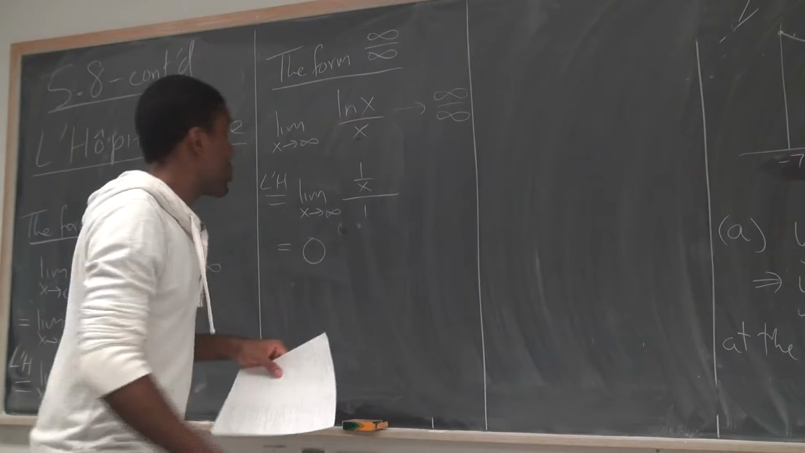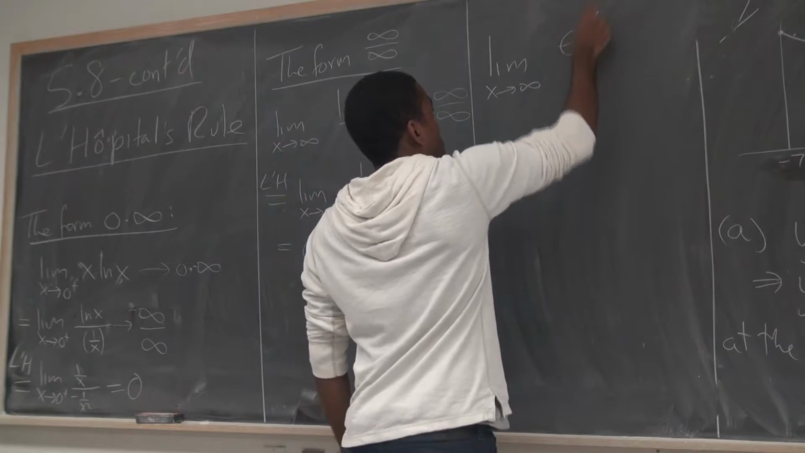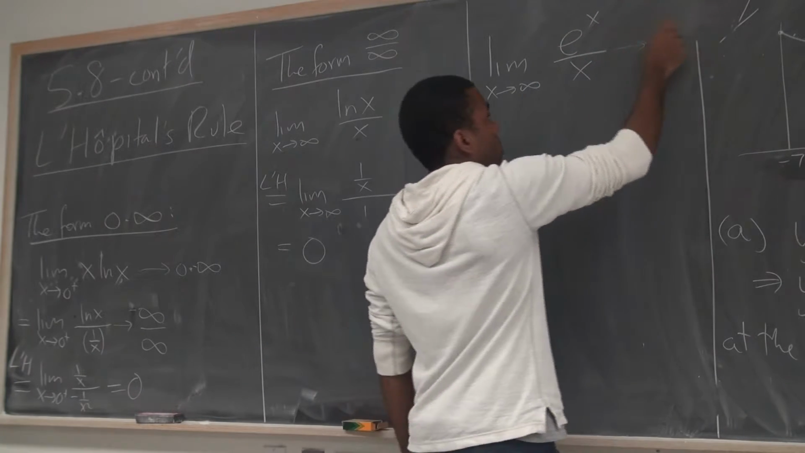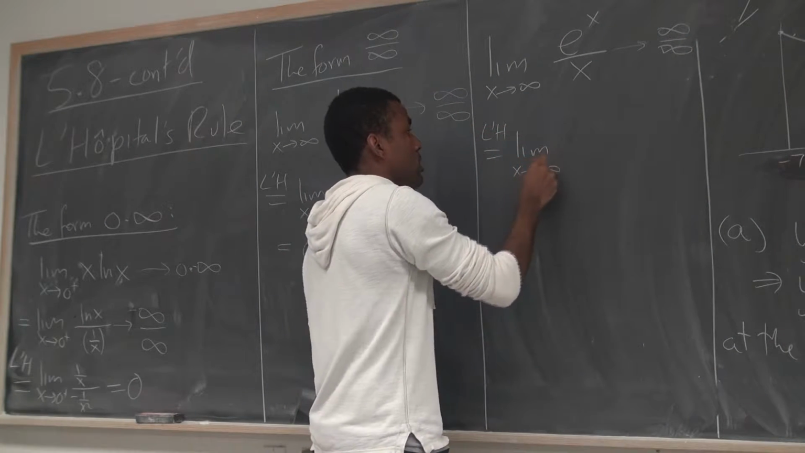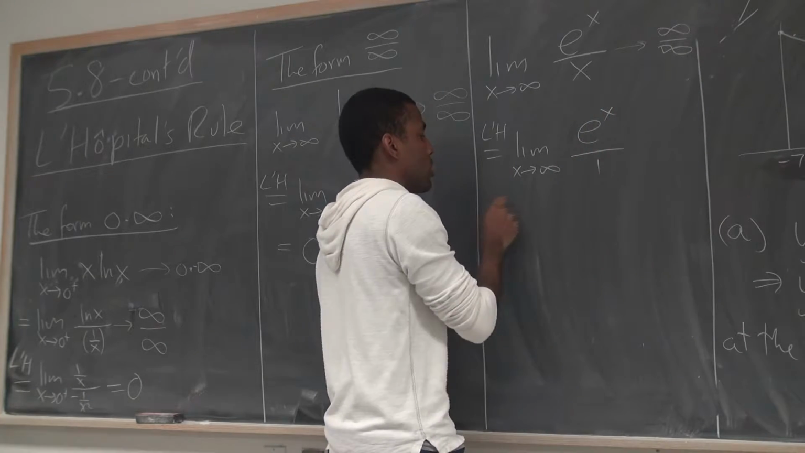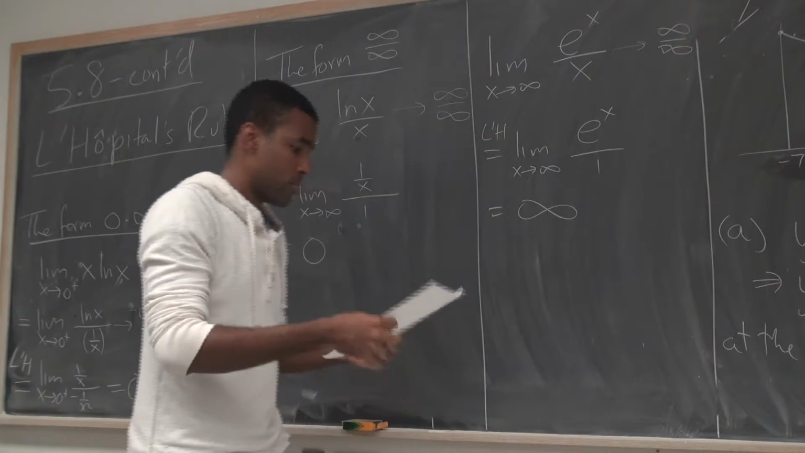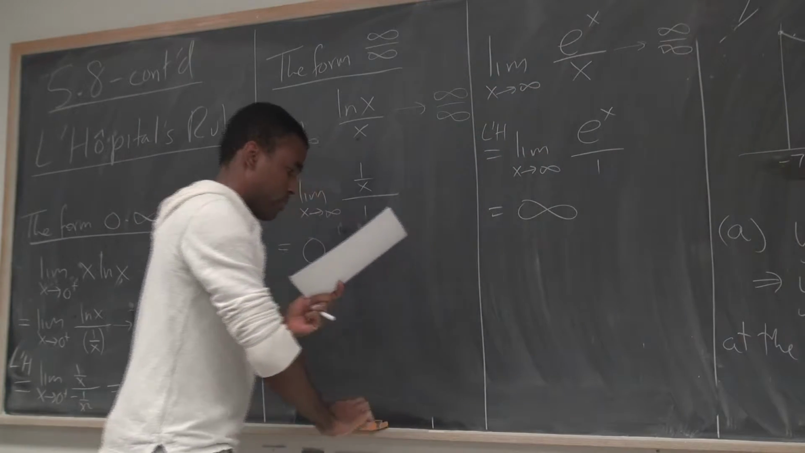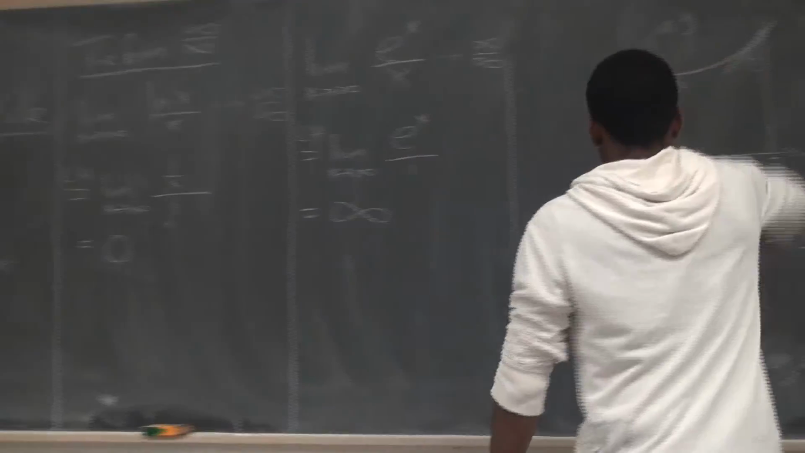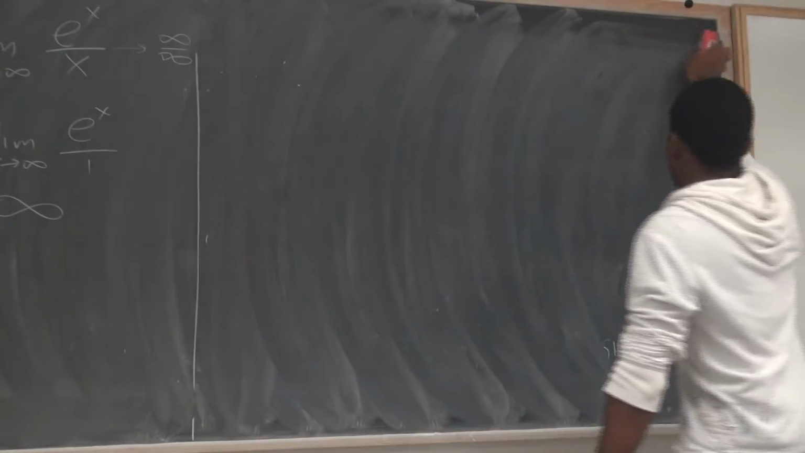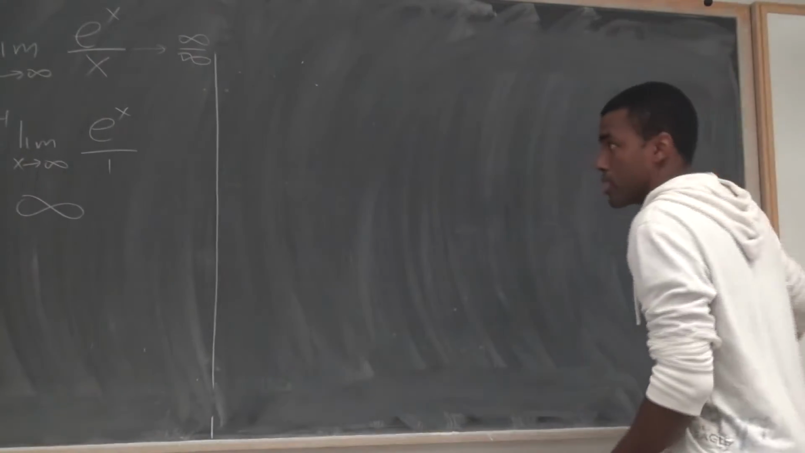We actually did another example here: limit as x approaches infinity of e to the x over x. This went to infinity over infinity. We applied L'Hopital's rule, which means I could differentiate the top, which is e to the x, and differentiate the bottom, which is 1. That went to infinity. We use this to illustrate that exponentials grow a lot faster than polynomials. I believe we did all these examples last time, so I'm just quickly recapping to remind you of where we were.